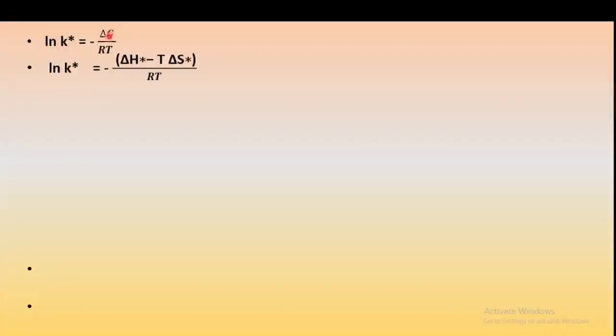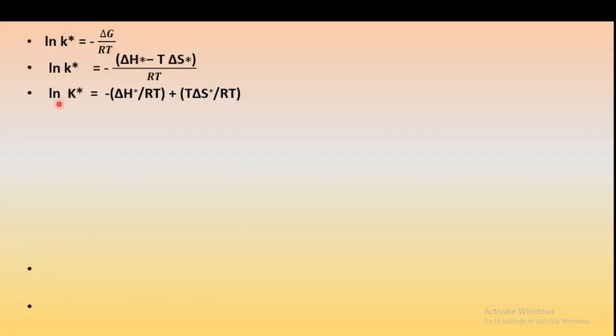What is the equation of delta G? Delta G is equal to delta H minus T delta S. But we have written here delta H star minus T delta S star, because we are studying this Gibbs free energy change for the formation of activated complex, and that activated complex is denoted by this asterisk sign. Therefore, we have written this free energy as delta H star minus T delta S star upon RT.